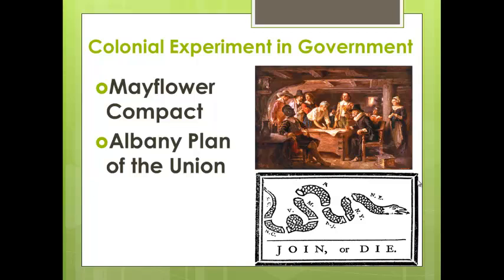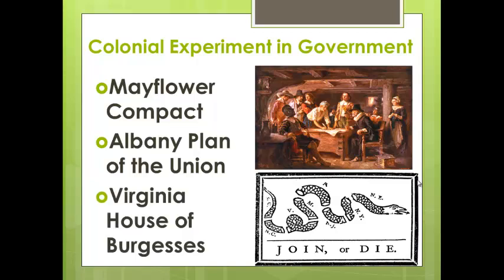And how did he help spread the message of this Albany Plan of Union? Well, he created one of America's first political cartoons. You can see here in the picture, join or die, of our snake segmented into different parts, ultimately trying to promote union between the American colonies. Very good. And also, one of the oldest forms of government in American history is the Virginia House of Burgesses, which is located in Virginia, and it's an early form of representative government.